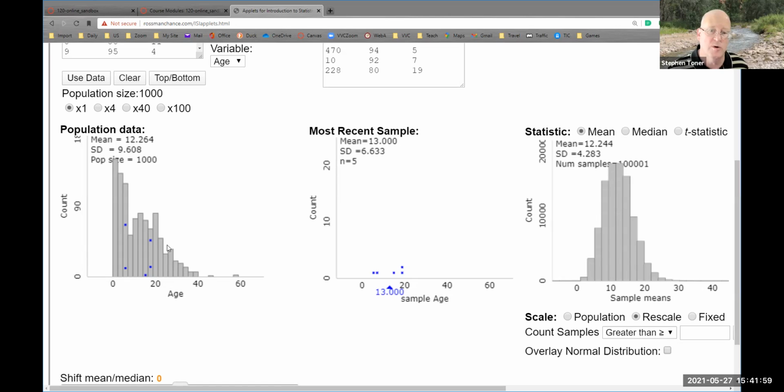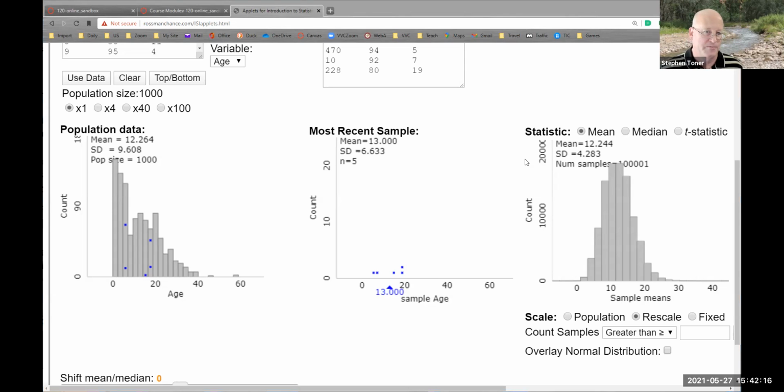We just have to make sure we're not dealing with the ages of the pennies themselves, but that we're dealing with the sample means. Now I'm going to take you back to our notes, and then we'll come back to this in just a second and make an observation.